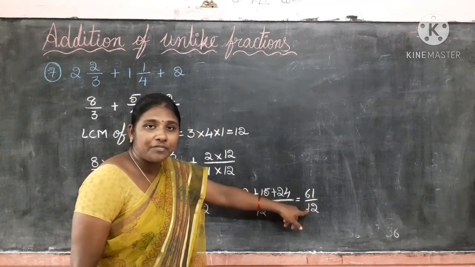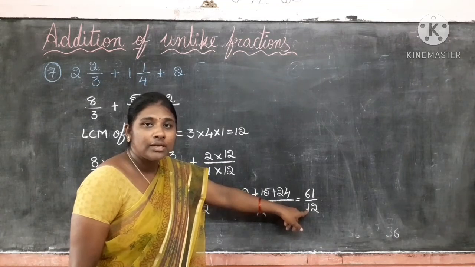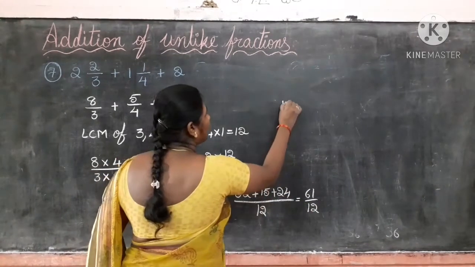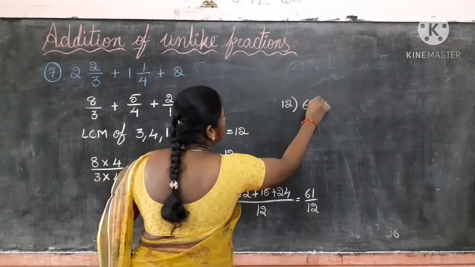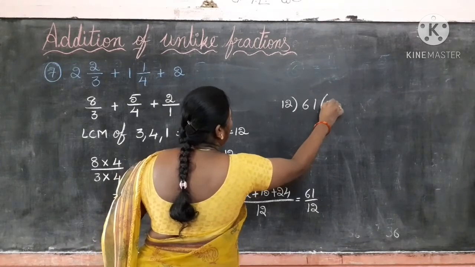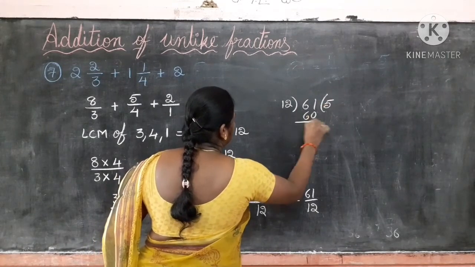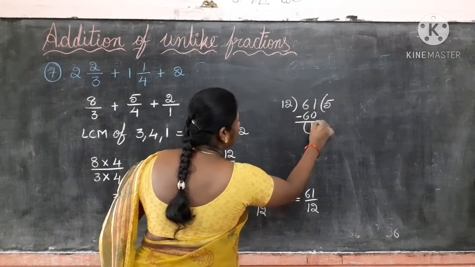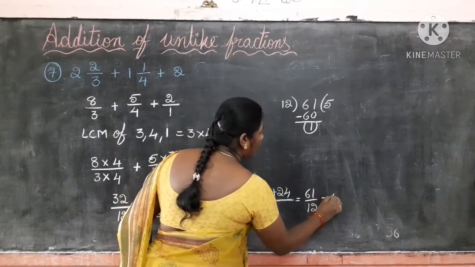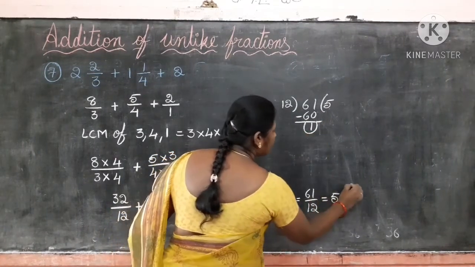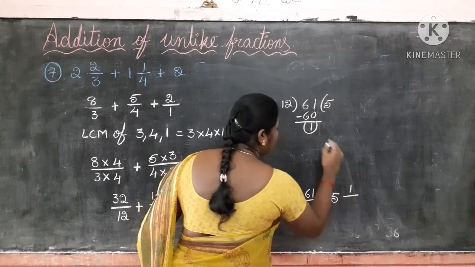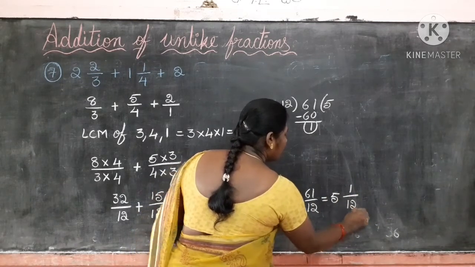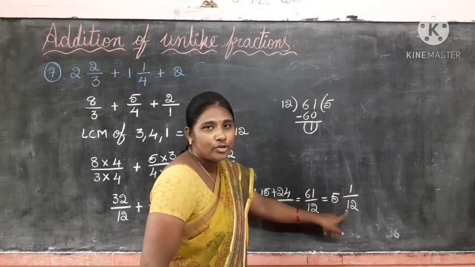Converting this improper fraction into mixed fraction. So do division with 12. Here 61. So 12 5s are 60. 1 will be the remainder. So this 5 is the whole number and 1 is the numerator, by the denominator 12. So 5 1 by 12.